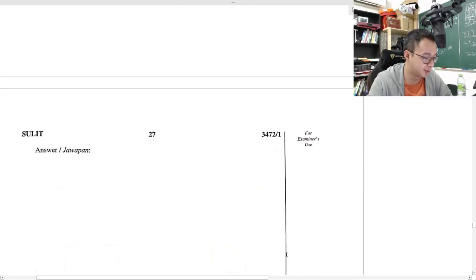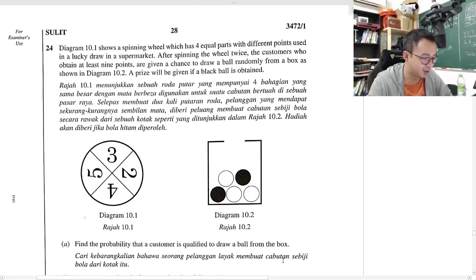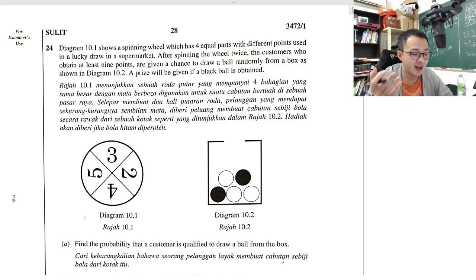Alright, so last two questions. Alright, this is probability. Diagram 10.1 shows the spinning wheel, which has 4 equal parts with different points, used in the lucky draw in the supermarket.